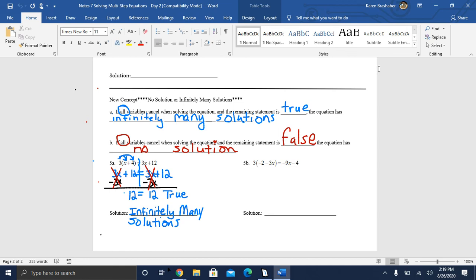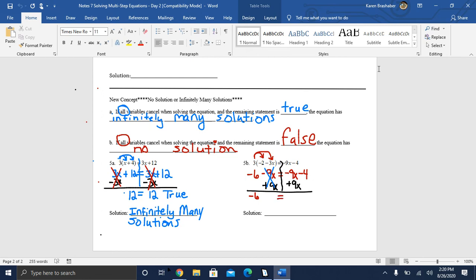So that's 5a. If we look at your problem 5B, you have parentheses once again, so we will use the distributive to remove them. So 3 times negative 2, that's negative 6. And then 3 times negative 3x, that's negative 9x. Then you have your equal sign, and then negative 9x minus 4. I want to work to get my variable on the left-hand side. So I will add 9x to zero it out on both sides of the equal sign. So I'll bring down my negative 6, and the negative 9x and positive 9x cancel out. I'll have my equal sign.